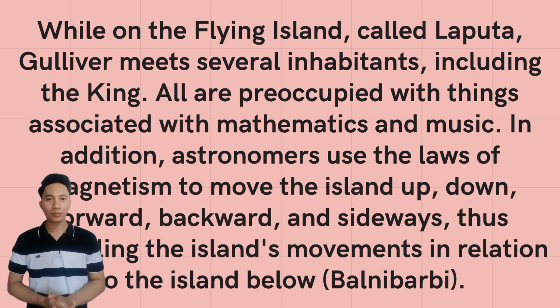While on the flying island called Laputa, Gulliver meets several inhabitants, including the king. All are preoccupied with things associated with mathematics and music. In addition, astronomers use the laws of magnetism to move the island up, down, forward, backward, and sideways, thus controlling the island's movement in relation to the island below.